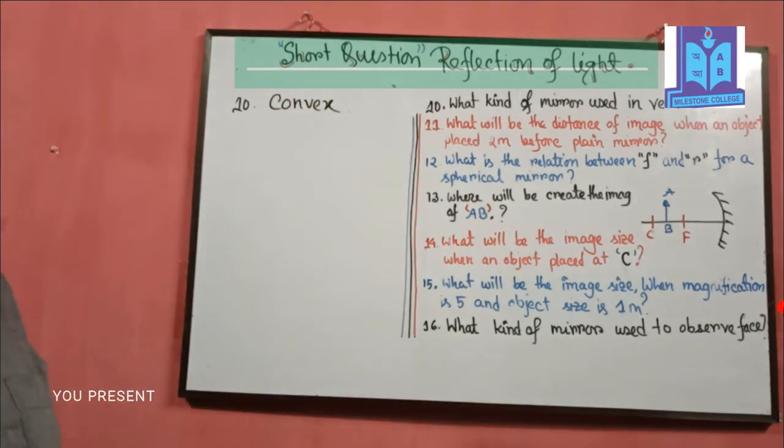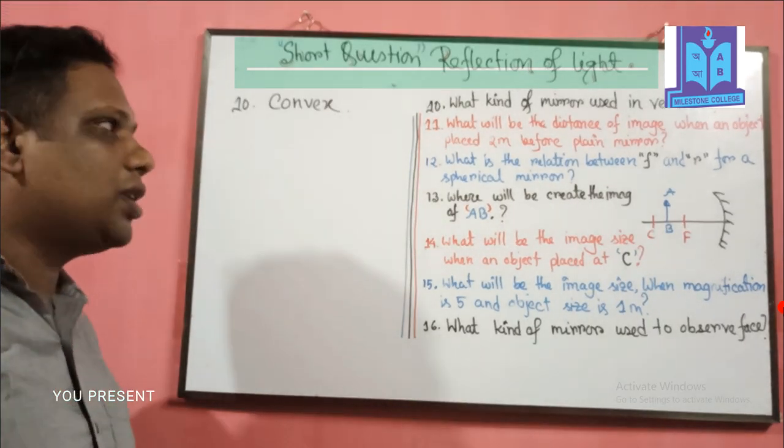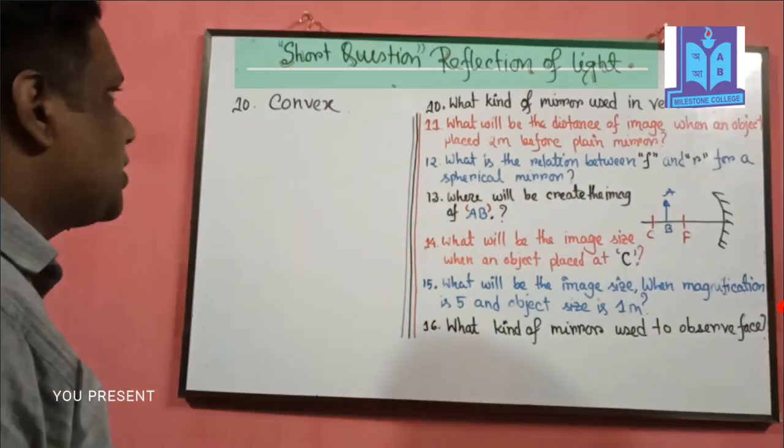So my dear students, this is the answer of question number 10, which is what kind of mirror used in a vehicle. The answer is convex.